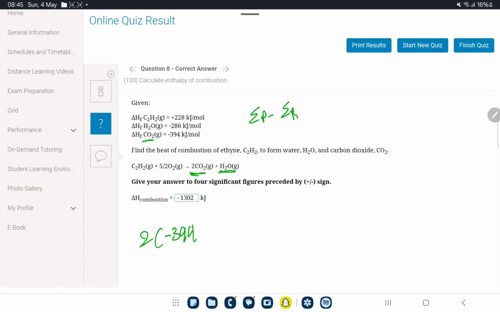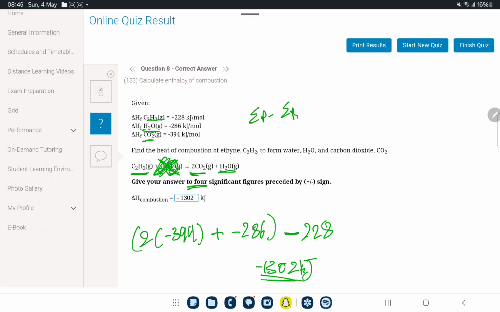Here it's better to do each one alone. Plus H2O, H2O here it's minus 286, minus the reactants. O2, since it's an element, is 0, so it cancels. Imagine it's not there. We see 2H2, it's 228, so minus 228. Put it in the calculator, you get minus 1302 kilojoules. For significant figures, it's already four significant figures.